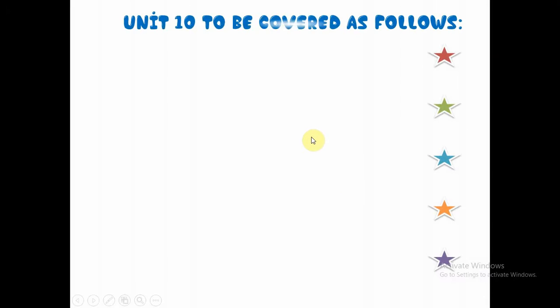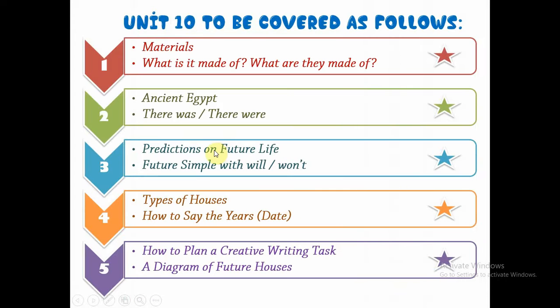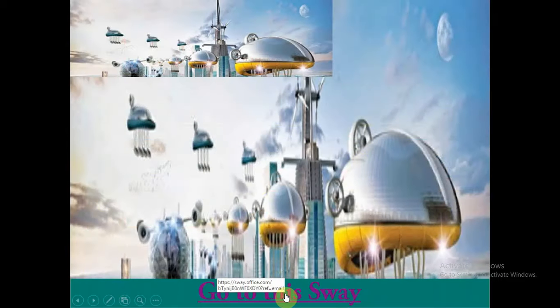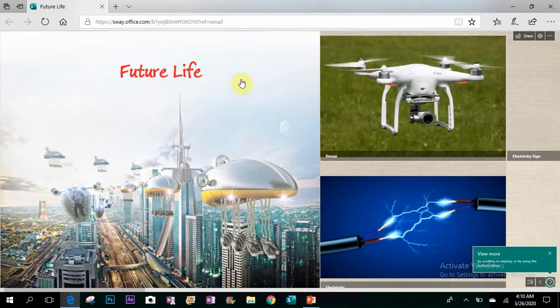And now let us move to Unit 10, Lesson 3, talking about predictions in the future life and using the future simple with will or won't. And let us move to this slide first. You're going to find all the links of these slides, the presentation. I put them and uploaded them to my files.